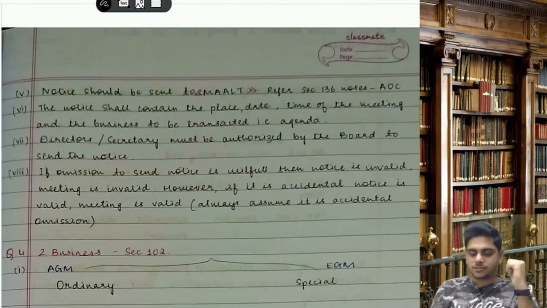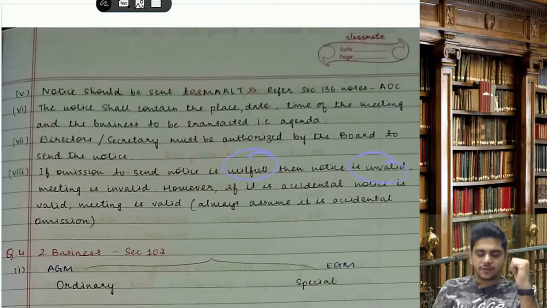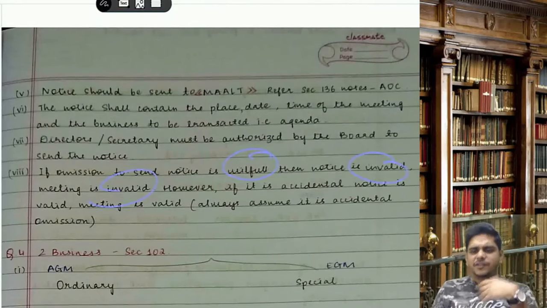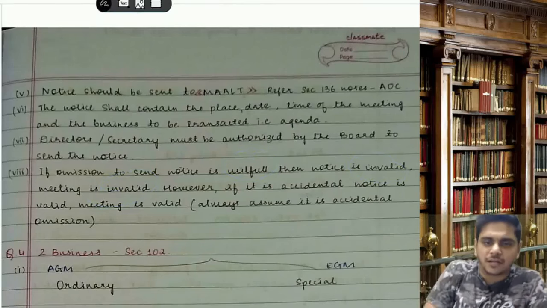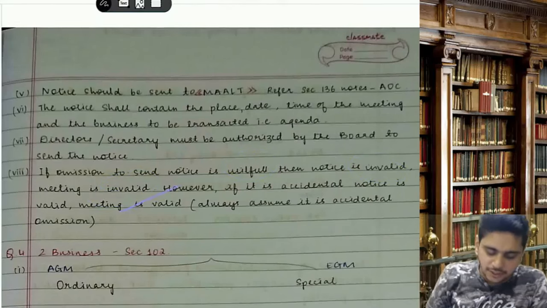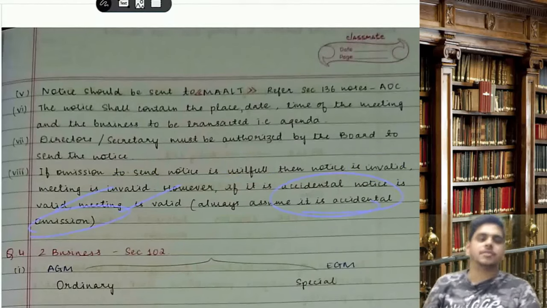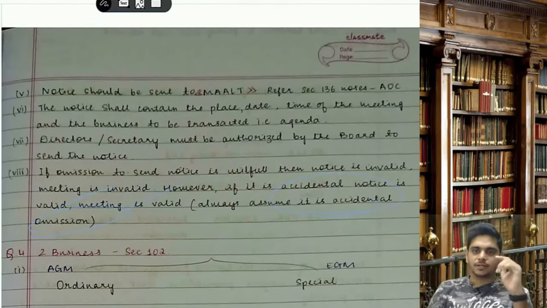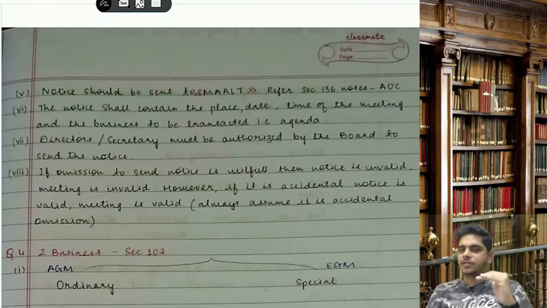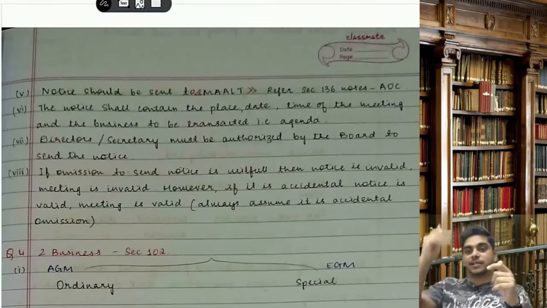If omission to send this notice is willful, then the notice is invalid, meeting is also invalid. However, if it is accidental or by mistake I forgot to send, then the meeting is also valid and the notice is also valid. In the question, always assume it is accidental omission. Clear? 96 to 99 was AGM, 100 was EGM, 101 was length of notice.